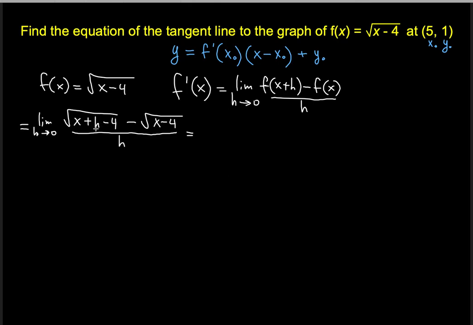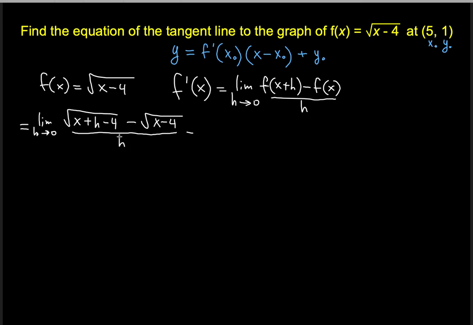The top will be 0 because if h is 0 on the top, then it will be the square root of x minus 4 minus itself, minus the square root of x minus 4, which will give you 0. And 0 over 0 is indeterminate, right? So you can't plug in h is equal to 0 and expect to get a straight out answer. You have to do something else.